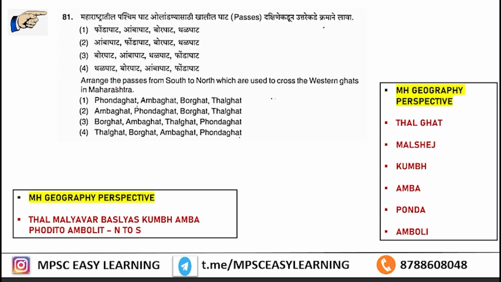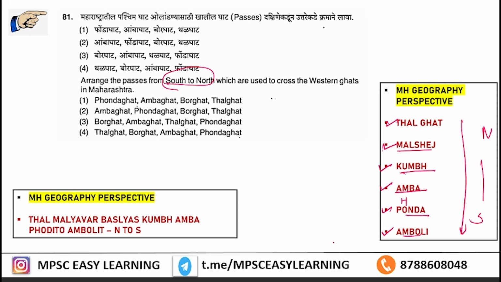Arrange the passes from south to north which are used to cross the Western Ghats in Maharashtra. Here I won't read the option. First let me tell you the trick. Okay, the trick to remember the Ghats is थळ माळावर बसल्यास कुंभ आंबा फोडितो आंबोलीत. And what does this trick mean? थल से आता है थल घाट, माल्यावर माळशेज, कुंभ कुंभघाट, आंबा फोडितो आंबोलीत, आंबा फोंडा आंबोली. This is the order of the ghats from north to south.